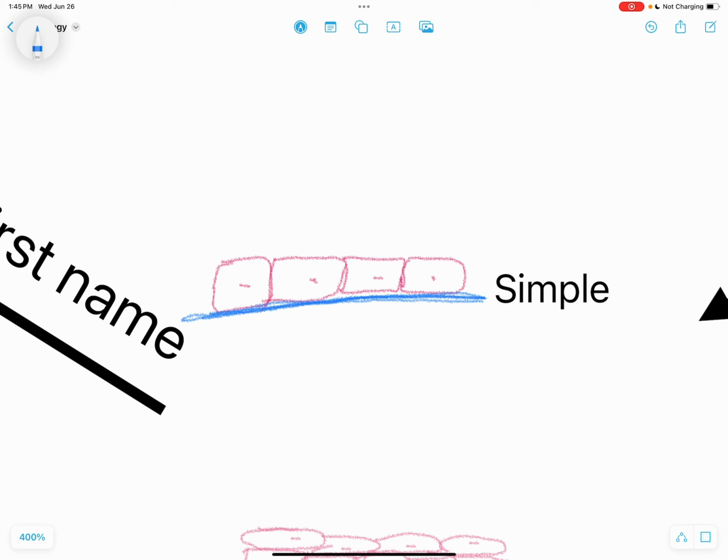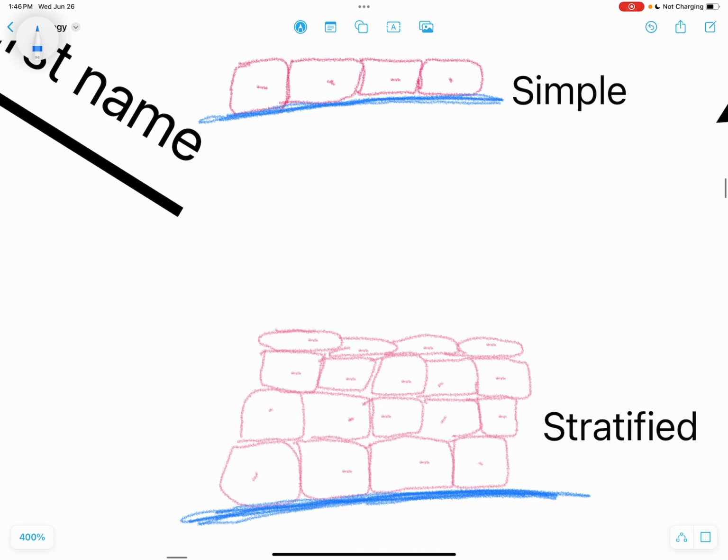And typically, as I said before, underneath there would be connective tissue. So simple means one layer, whereas if there are multiple layers, with one layer on top of another, as long as it's more than one layer, it could be just two or many more layers, then that is going to be stratified.